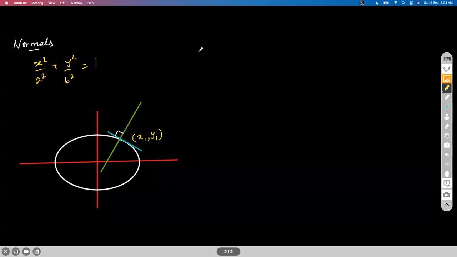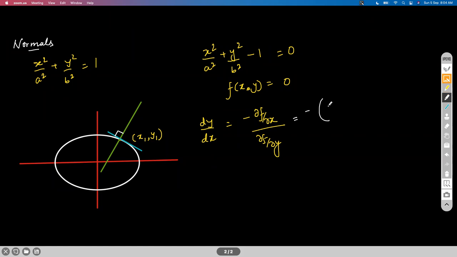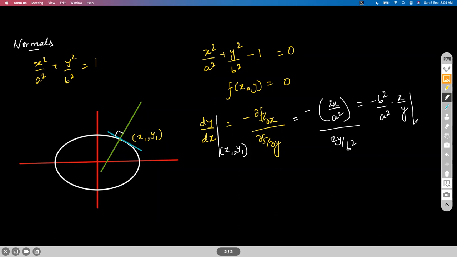So differentiate it and find dy by dx. You may also use the implicit differentiation formula. Let's say this is our implicit function. dy by dx, if you remember, is negative dou f by dou x divided by dou f by dou y. Negative dou f by dou x will be 2x by a square, and dou f by dou y will be 2y by b square. That is minus b square by a square times x by y. If you're finding it at a given point, you must substitute, then only you'll get the slope of the tangent; else you will get the gradient function. So substitute the point, which gives minus b square by a square times x1 by y1.